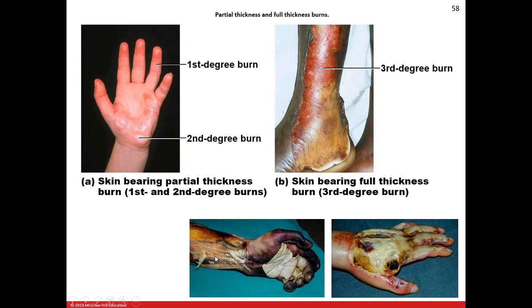Now, going back to that, I do want to show you a real brief table of the rule of nines.